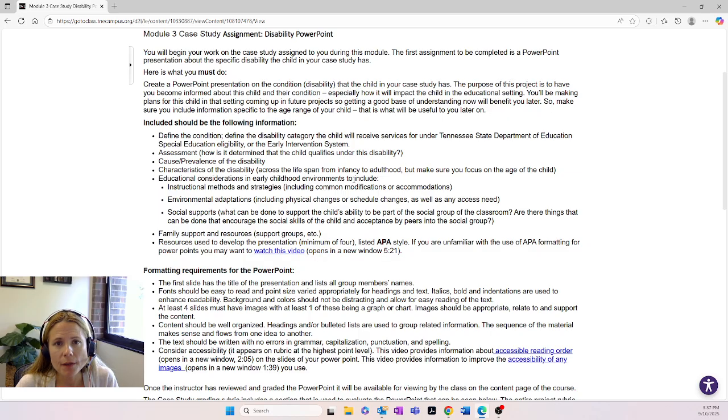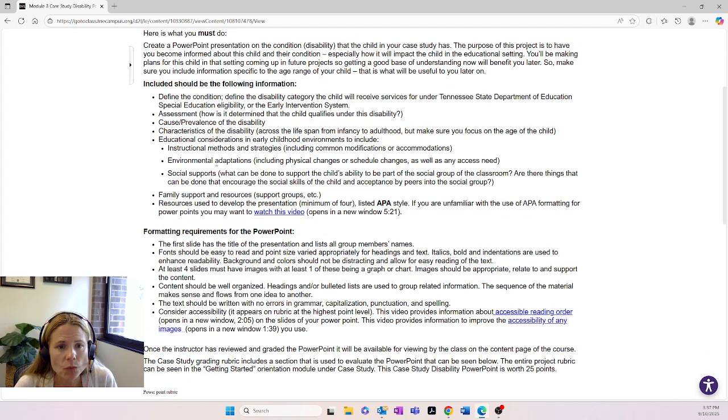Now, I really want you to make sure you focus on the child's age right now. So each case study is going to have a specific age where your child is at this point. That's what I want you to draw your focus in. And then we're going to get into those strategies and considerations for education, meaning we're looking at the environment as a whole. So, going back to UDL, Universal Design for Learning, we're going to look at instructional methods and strategies, right? So, what are some common modifications or accommodations?